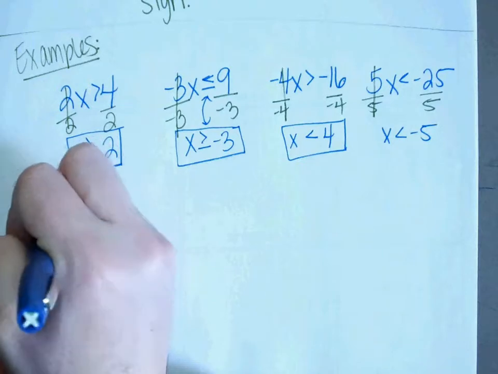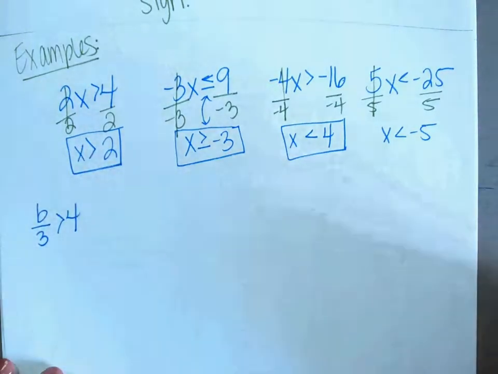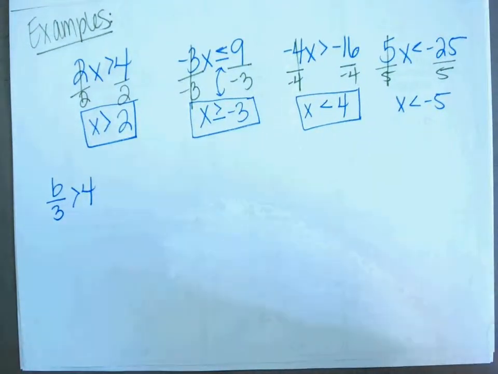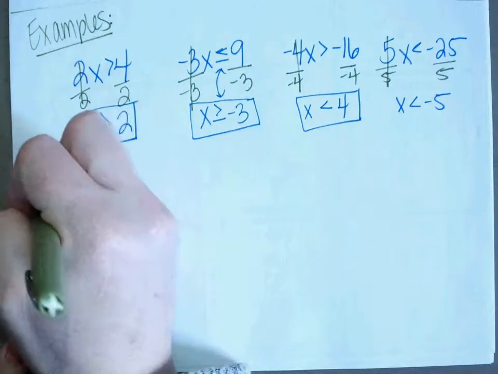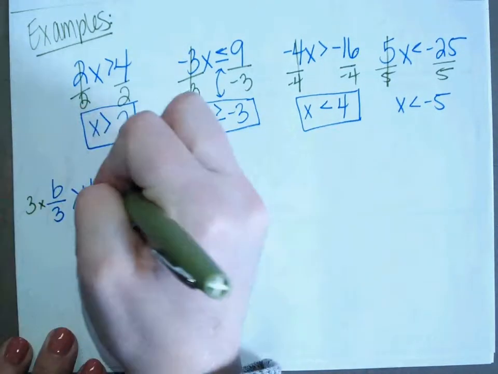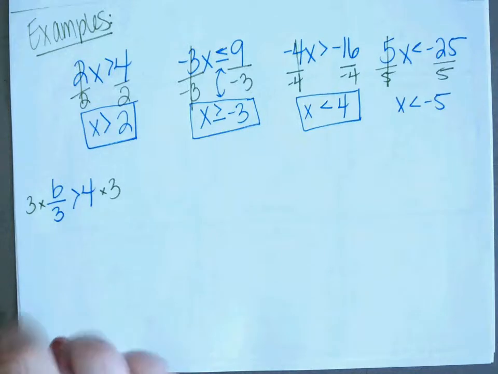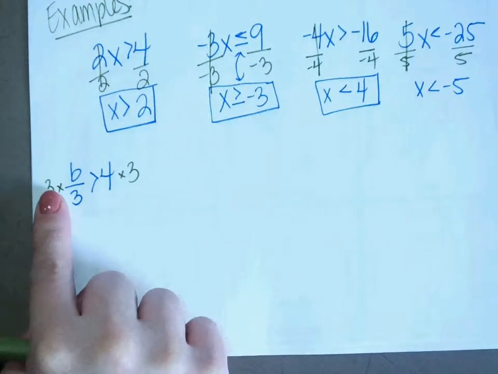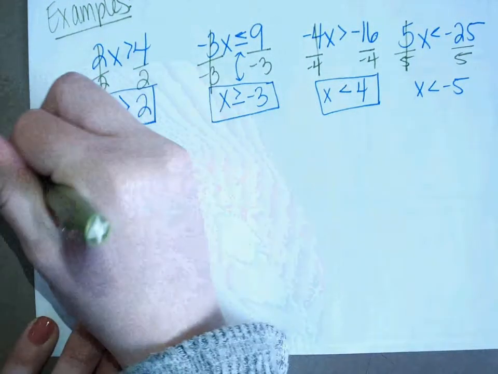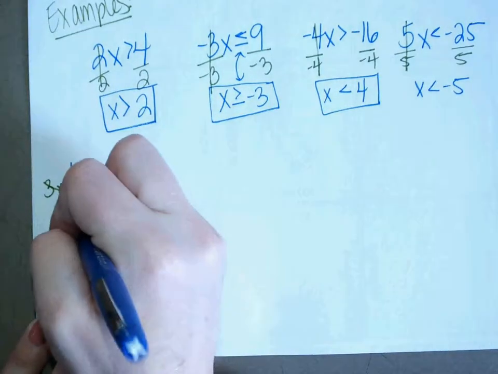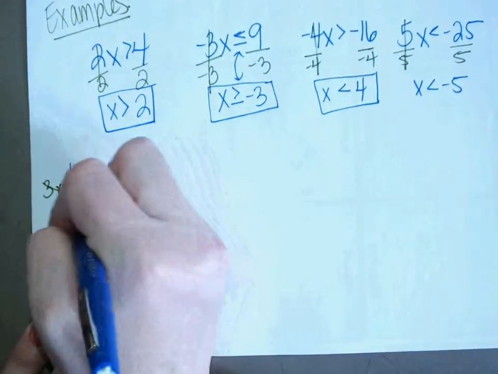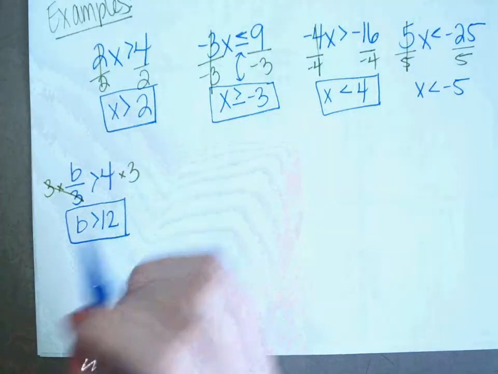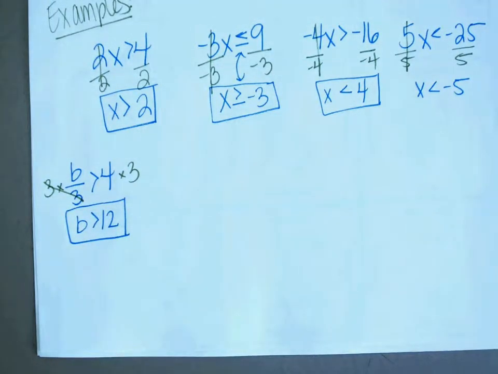b divided by 3 is greater than 4. Times 3. Now, is that 3 negative? No. Do you change your sign? No, keep it the same. So whatever you write down on both sides, if you did not put a negative, keep it. If you put a negative, flip it. Okay?